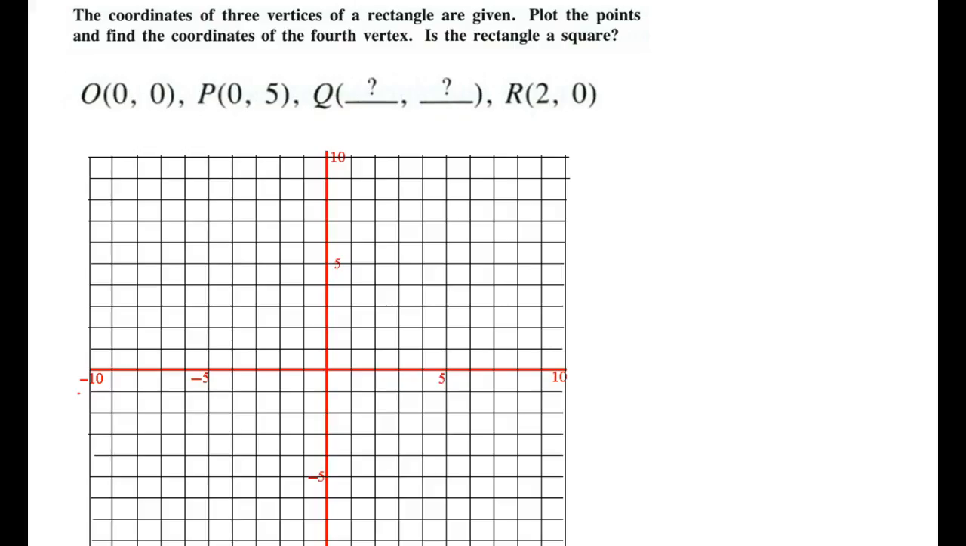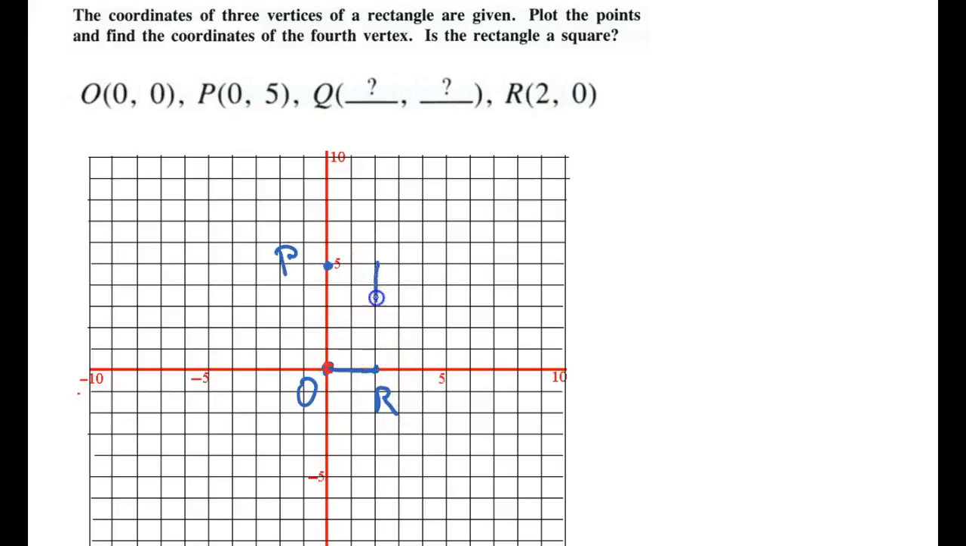Last example, the coordinates of 3 vertices of a rectangle are given. Plot the points and find the coordinates of the 4th vertex. And then we're supposed to answer the question, is the rectangle a square? Okay, so point O is at the origin, 0, 0. So there's point O. Point P is at 0, 5. We don't know where point Q is. That's what we're supposed to find. Point R is at 2, 0.